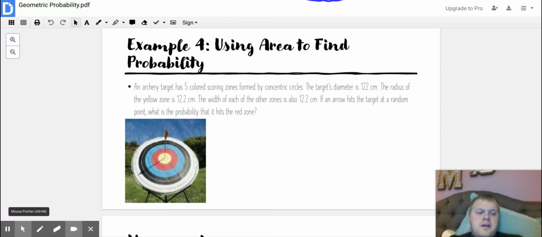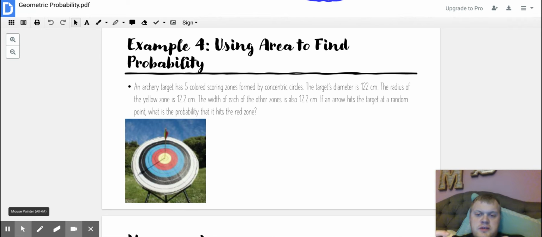So again, our part here is going to be the area from the center all the way out to the red there. So from the red circle in, it has to hit the red zone, right? So what we would have to do is find the area of the entire circle and then subtract the yellow circle away from it. That's how we're going to find our part of just the red zone. That's what it wants there.